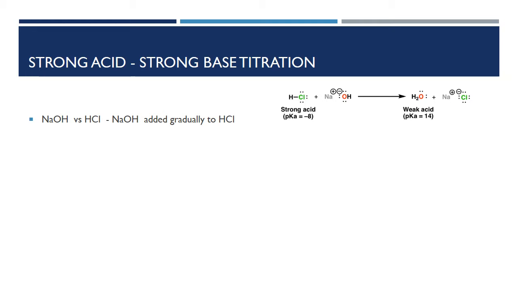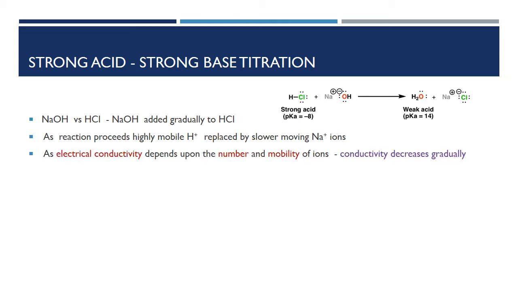On adding sodium hydroxide, a reaction takes place to generate water and NaCl. NaCl, being a salt, dissociates to give Na+ and Cl- ions. Water, being a weak electrolyte, remains almost unionized. In other words, as the reaction proceeds, mobile H+ ions are being replaced by slow-moving Na+ ions. As electrical conductivity depends upon the number and mobility of ions, conductivity decreases gradually.